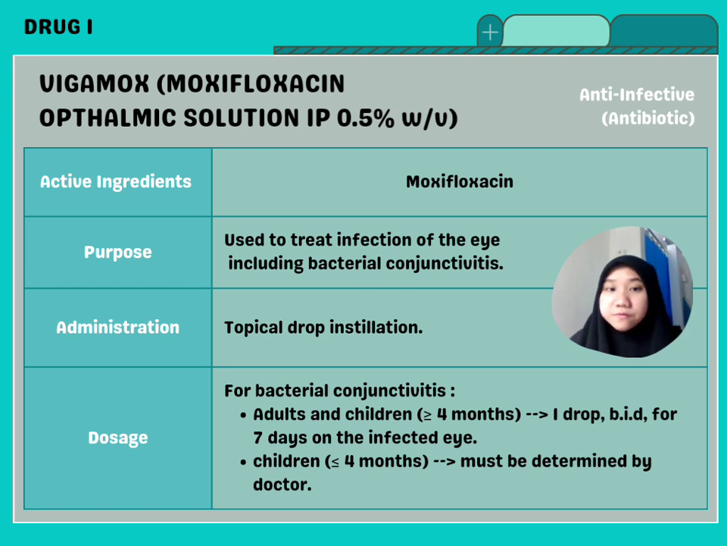The administration for Vigamox is topical drop instillation in solution formulation. The usual dosage for Vigamox for bacterial conjunctivitis for adults and children older than 4 months should be 1 drop 2 or 3 times a day for 7 days. Meanwhile, the dosage for children under 4 months must be determined by the doctor.